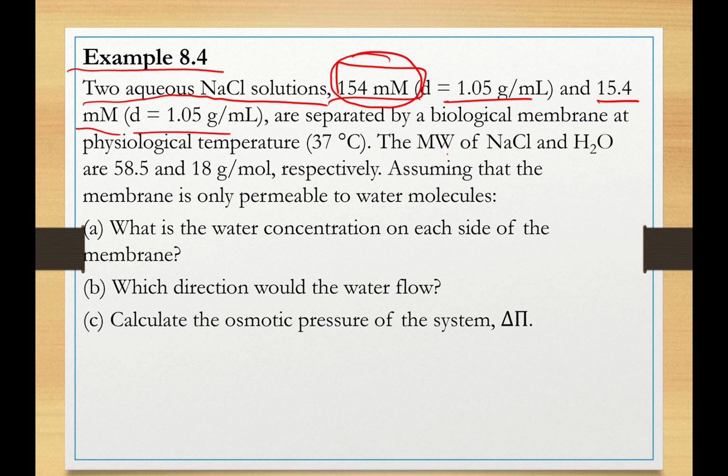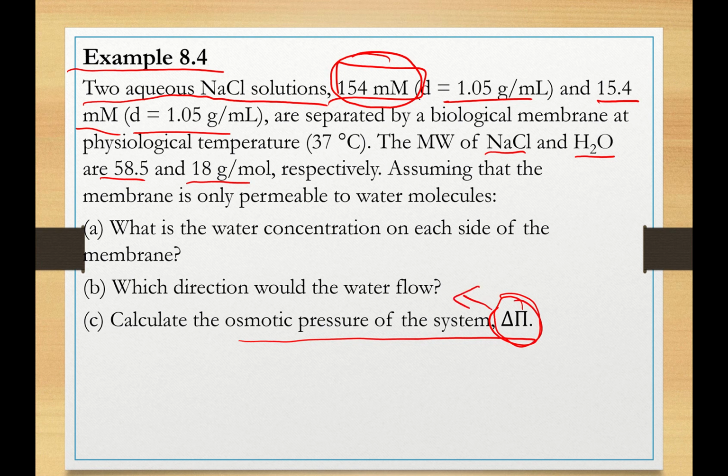And we are also given the molecular weight of sodium chloride and of water. That's 58 and 18 grams per mole. Now, our main goal here is to calculate the osmotic pressure difference of the system, okay? And based on this, we should be able to determine, by the sign of this delta pi, the direction of water flow.